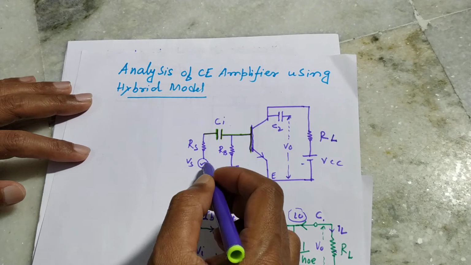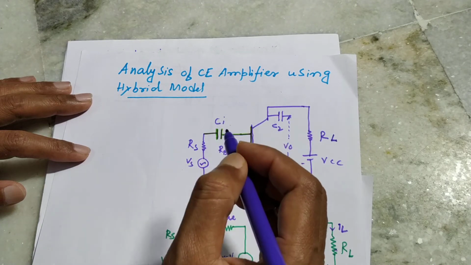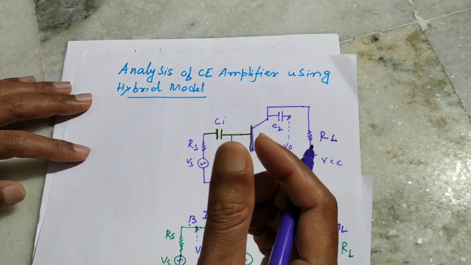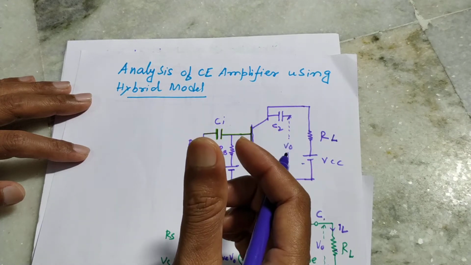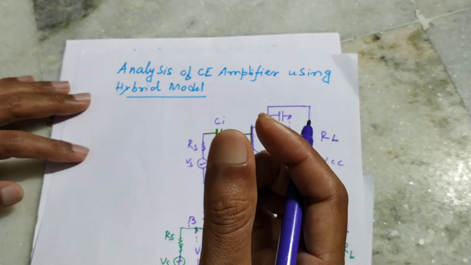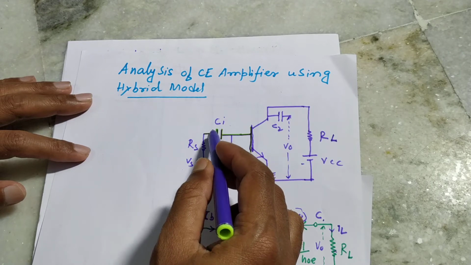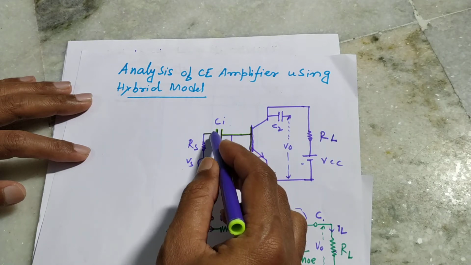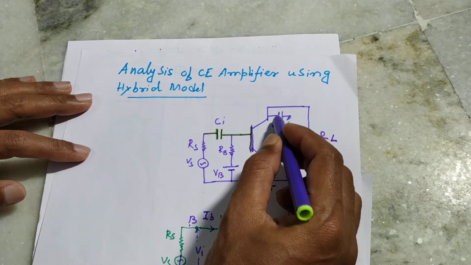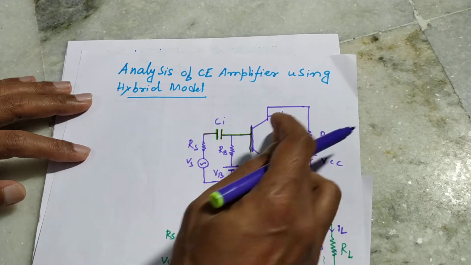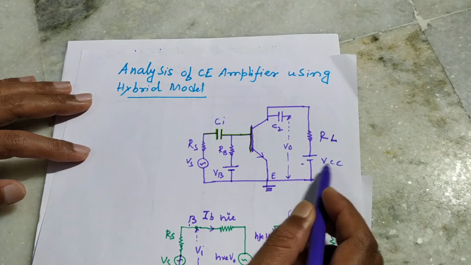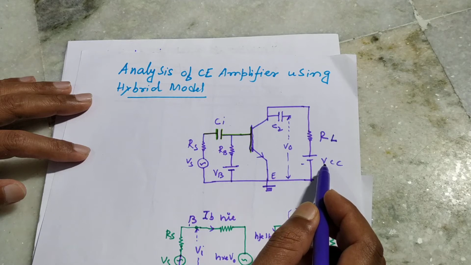So the presence of the DC may change the position of the operating point. Okay, so for better amplification, for stable amplification, for undistorted amplification, the position of the operating point is very vital. So the coupling capacitor or blocking capacitor is very important. There is also another coupling or blocking capacitor. Both the capacitors have the same role. Okay, and this is the load resistance and this is the supply voltage.